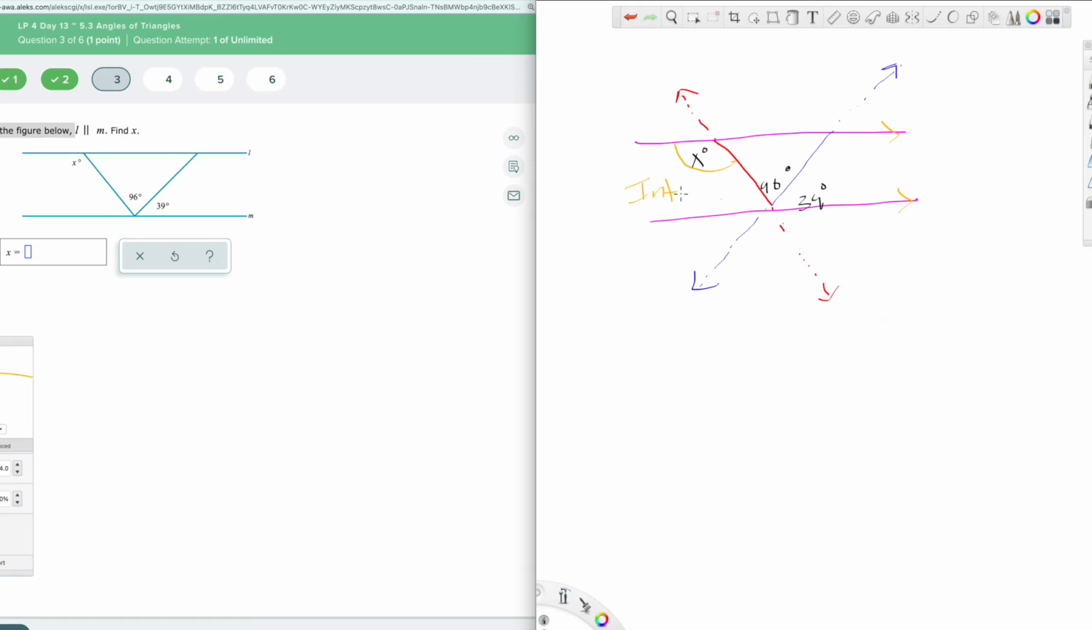And I'm just going to go int for interior. Exterior would be outside of the parallel lines. Interior is between them. So I'm in between the parallel lines, so I'm considered interior. So we have something called alternate interior angles. So I'm already interior. Alternate means go to the other side of the transversal and slide down as far as you can go, and you have this other side here.